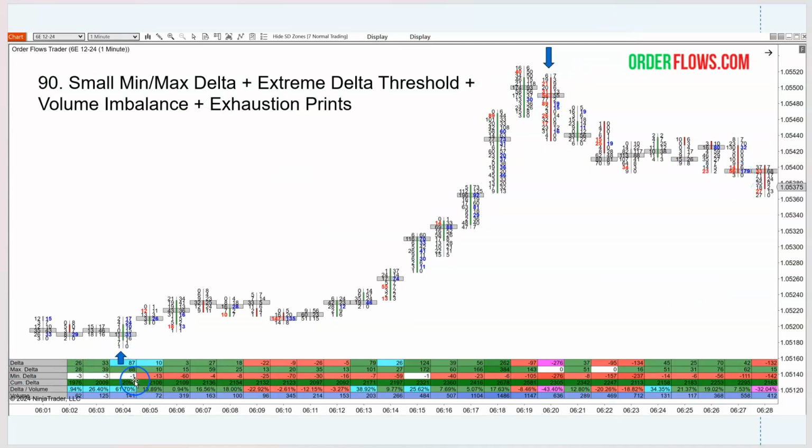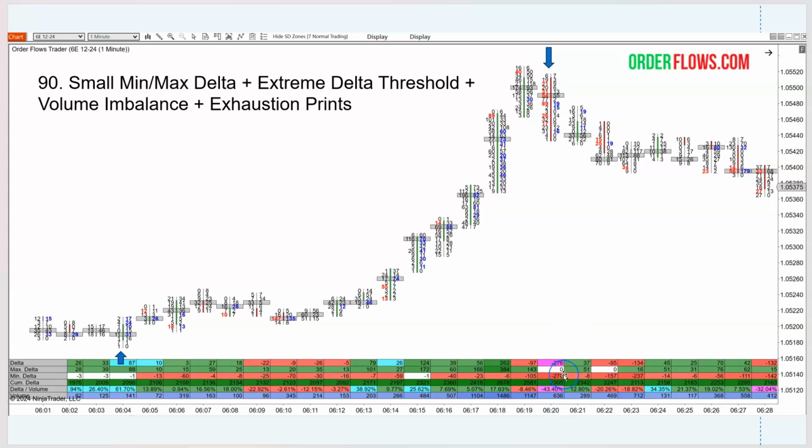Okay, so min delta -1. Extreme delta threshold, 87, closing near its max delta of 88. 4 buying imbalances, and your exhaustion print, 1. It trades all the way up, and you get the bearish signal.